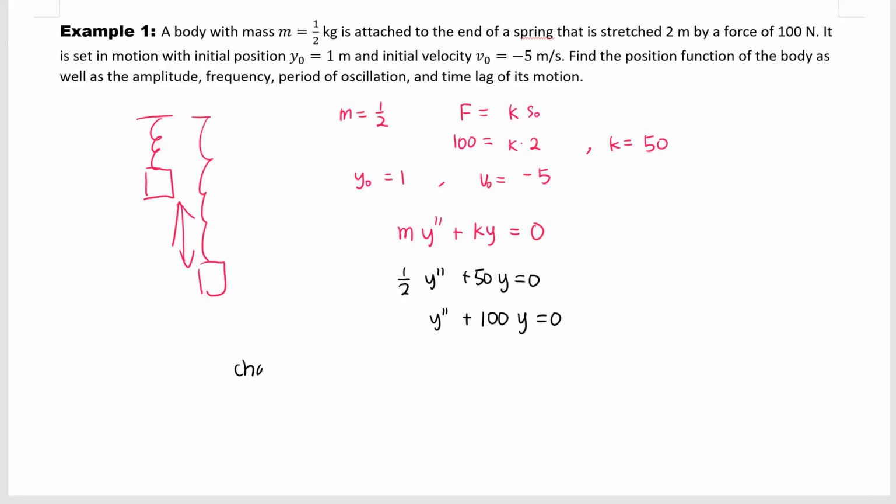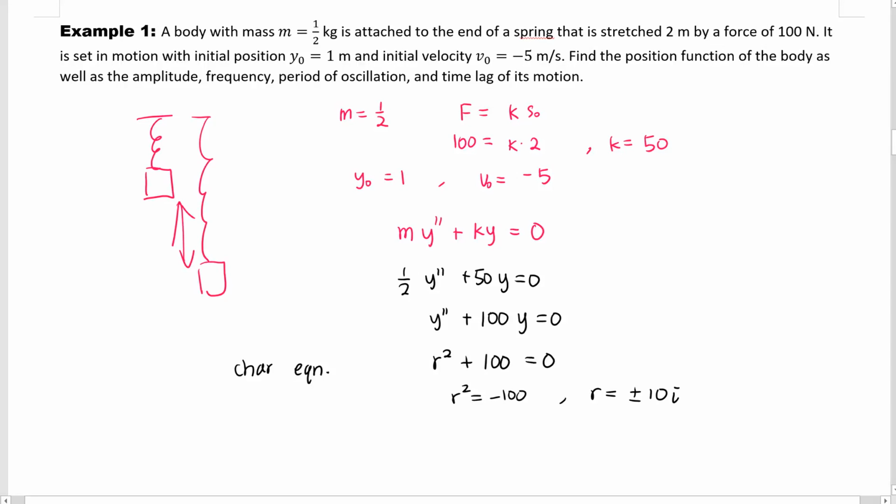Okay, so what is the characteristic equation? Well, the characteristic equation is r squared plus 100. Don't put the y here. r corresponds to y prime, so y corresponds to the constant term. Okay, how do we solve for r? Well, we move the 100 to the other side, and then r is going to be plus or minus 10i. We have 2 complex roots. That's always the case when we have a free undamped motion.